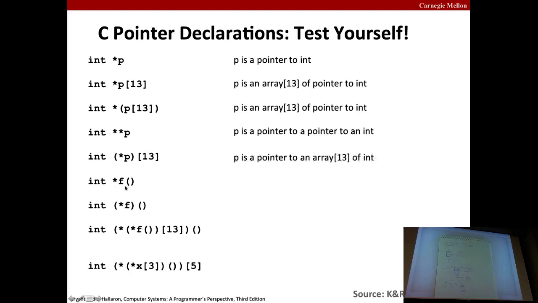All right, now what about this one? F is a function. Is it a function or a pointer? F is a function, right, because of the precedence. So F is a function returning pointer to int.